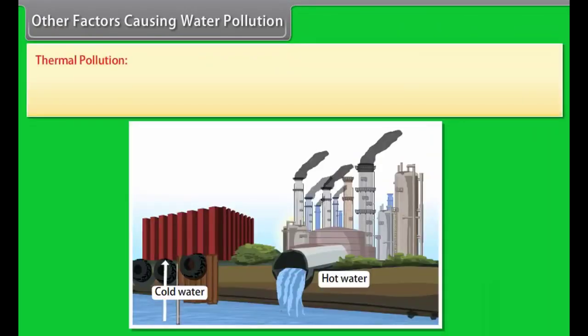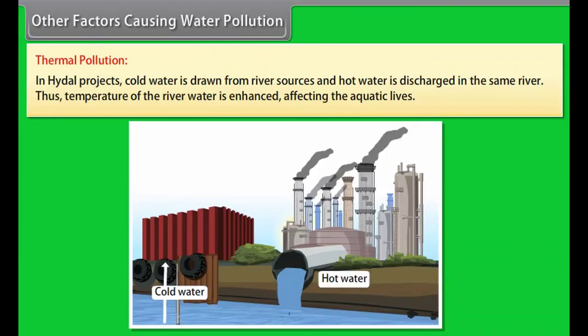Thermal pollution. In hydel projects, cold water is drawn from river sources and hot water is discharged in the same river. Thus, the temperature of the river water is enhanced, affecting the aquatic lives.